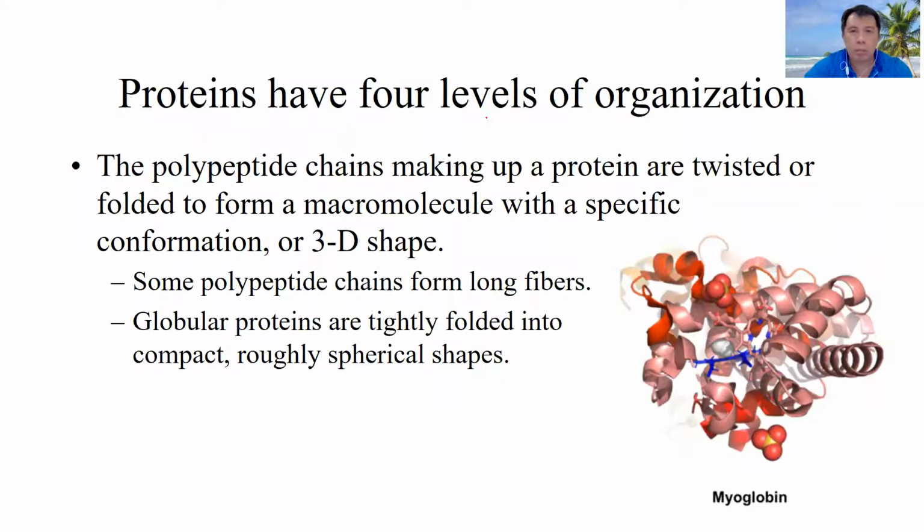Now we go to this part. You have already learned it before, but we need to study it in detail regarding the bonding. Proteins have 4 levels of organization: primary structure, secondary structure, tertiary structure, and quaternary structure. The tertiary and quaternary structures give the proteins a 3-dimensional shape, the 3D shape.